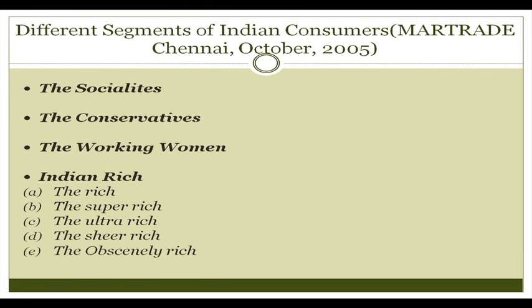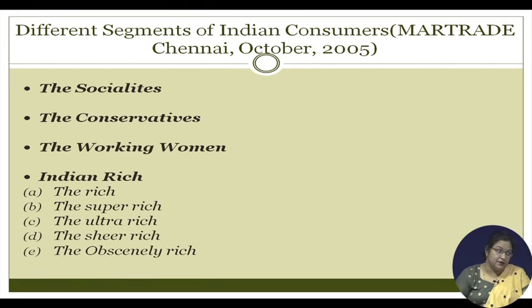And the final one was the Indian rich. Depending on the income level in US dollars, the Indian rich has also been segregated into 5 different segments: the rich, super rich, ultra rich, sheer rich and obscenely rich.